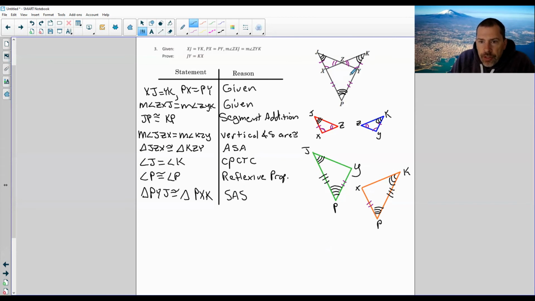So now I know these triangles are congruent. And I'm trying to prove JY, this piece here, JY is congruent to KX. So now that the triangles are congruent, I can now say JY is congruent to JX. So JY is congruent to JX. Reason? Corresponding parts of congruent triangles congruent. These two triangles are congruent, therefore all of their corresponding parts are. So this is congruent to that.